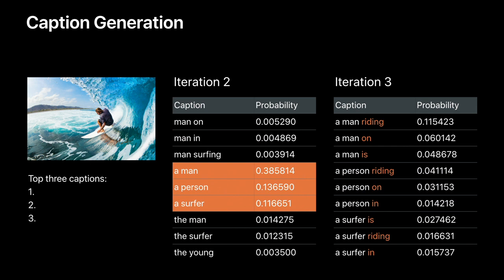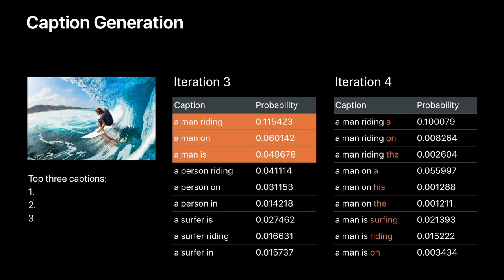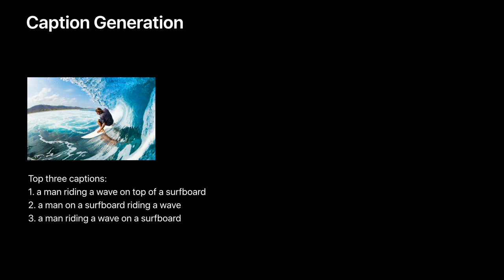In the next iteration, we just add 1 more word to our captions so that we have 3-word captions. And then we compute the probabilities of those captions and pick the best 3. And we move on to the next iteration, where we add 1 more word to our caption, so we have 4-word captions. Then we compute the probabilities of all these captions and pick the best 3. And so on. I think you get the idea. Let's just skip to the end. In the end, we get our 3 top captions for this particular image. And the best one is a man riding a wave on top of a surfboard, which I think is pretty close.